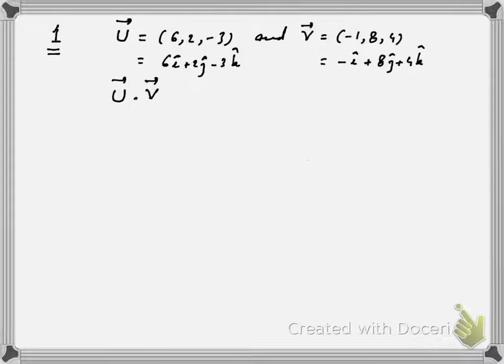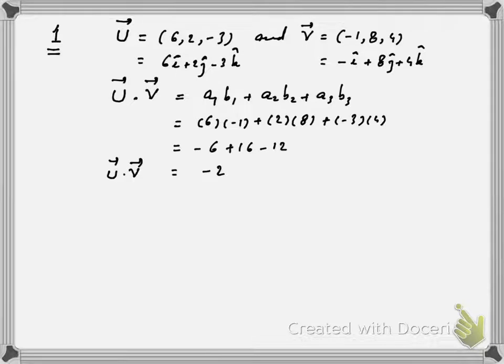Because we are given components, we use a1b1 plus a2b2 plus a3b3, where a1, a2, a3 are the components of the first vector, which is u, and b1, b2, b3 are the components of the second vector, which is v. So put the values: 6 into minus 1 plus 2.